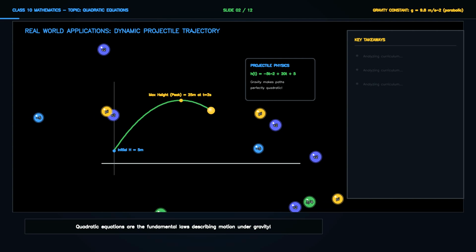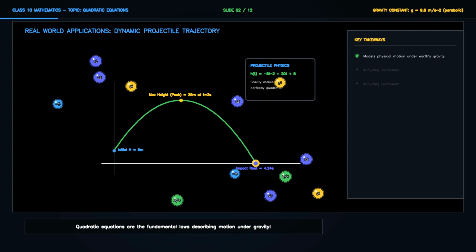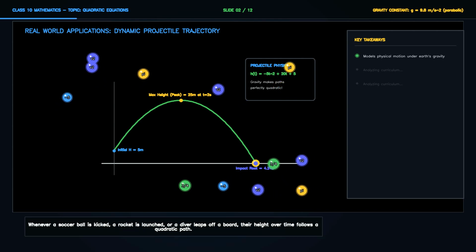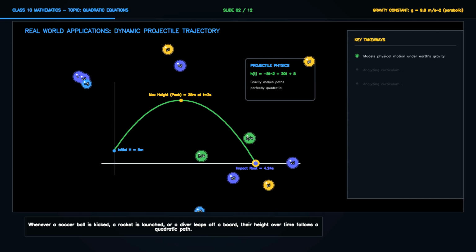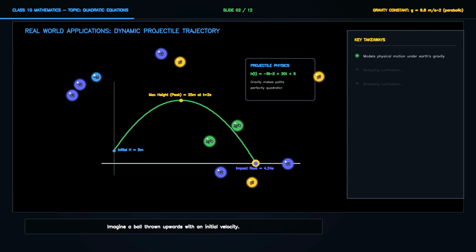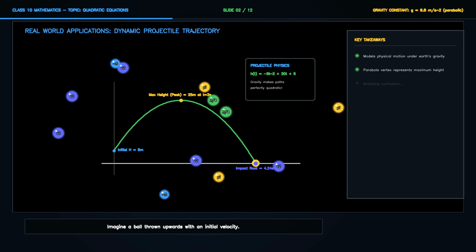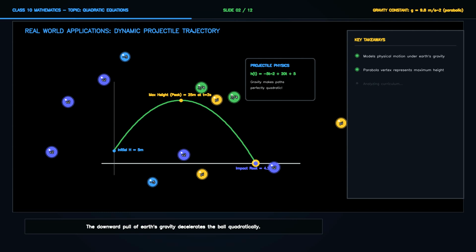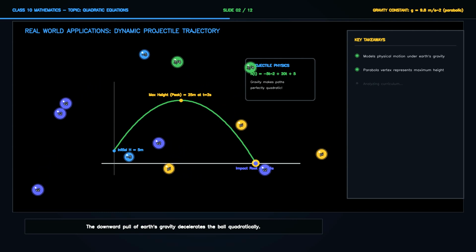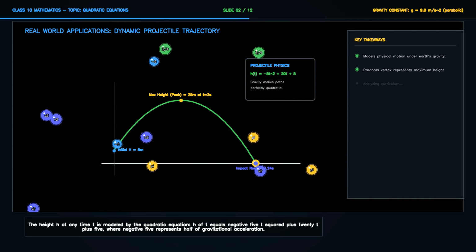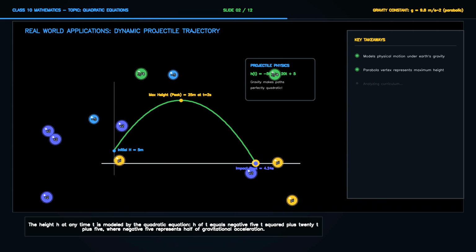Quadratic equations are the fundamental laws describing motion under gravity. Whenever a soccer ball is kicked, a rocket is launched, or a diver leaps off a board, their height over time follows a quadratic path. Imagine a ball thrown upwards with an initial velocity. The downward pull of Earth's gravity decelerates the ball quadratically. The height h at any time t is modeled by the quadratic equation h of t equals negative 5t squared plus 20t plus 5, where negative 5 represents half of gravitational acceleration.